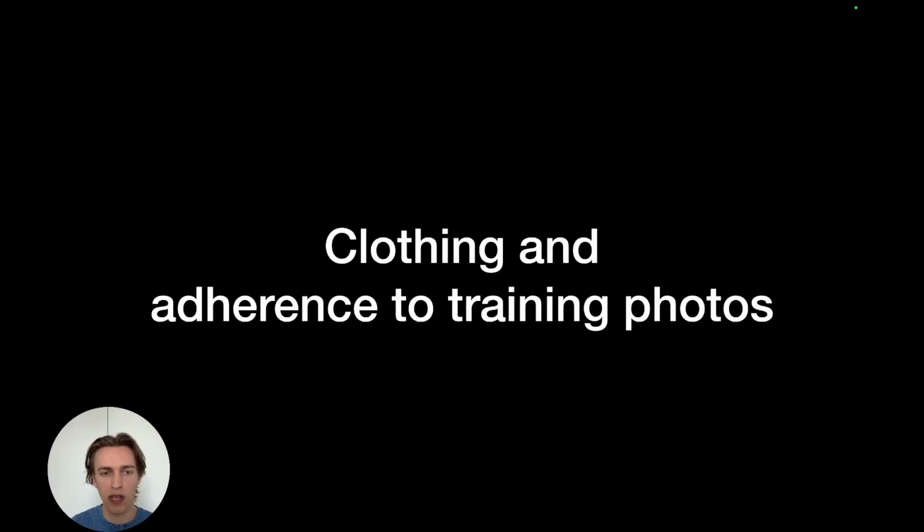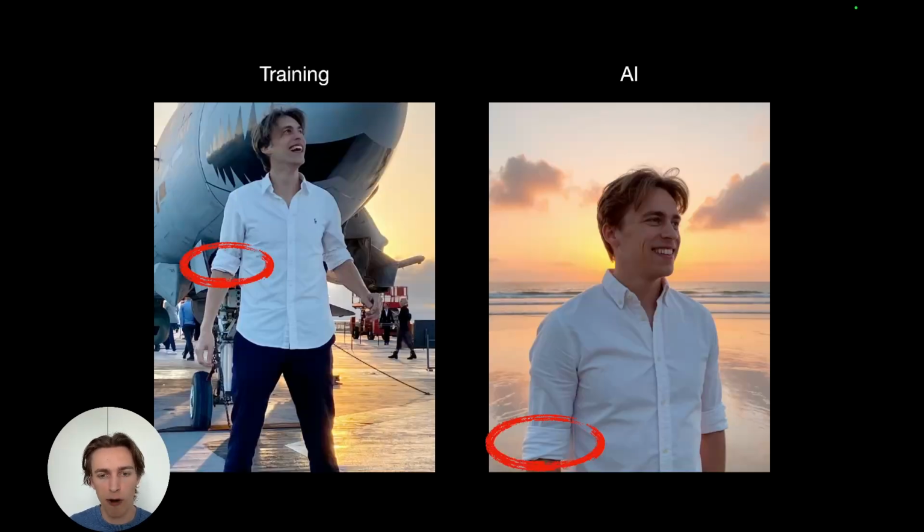Now, in terms of the clothing and the adherence to your training photos, what you want to be aware of is, for example, you see on the left side here, where I'm standing there with the plane. This is one of my training photos I used to generate my AI model. You see the shirt has the exact same fold as in one of the AI generated photos you just saw before. So basically what happens is the shorter your prompt is, the more the generated photos are going to lean against or take inspiration from your training photos.